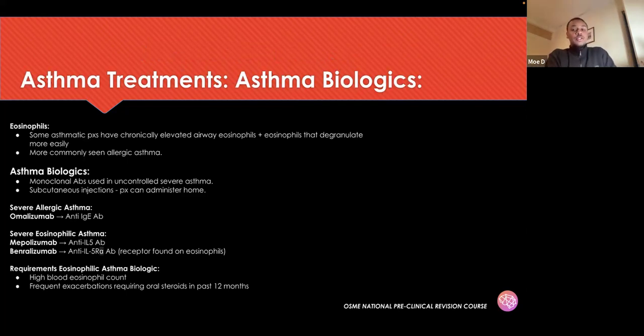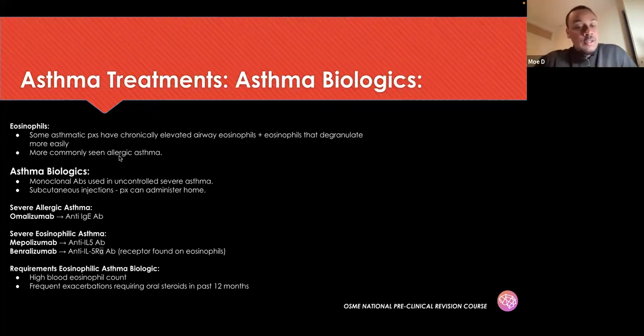And now finally moving on to asthma biologics. So just to recap, in terms of eosinophils, some asthmatic patients do have chronically elevated airway eosinophils, and also eosinophils that are more prone to degranulation. And this is more commonly seen in allergic asthma patients.